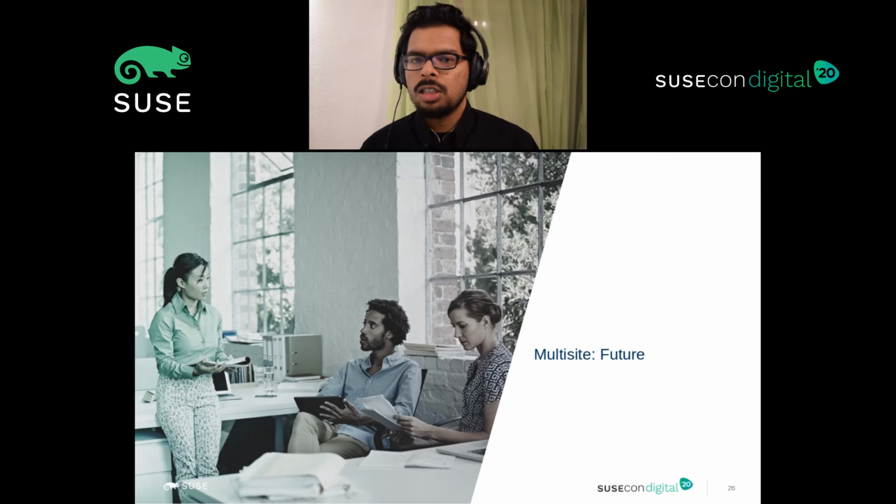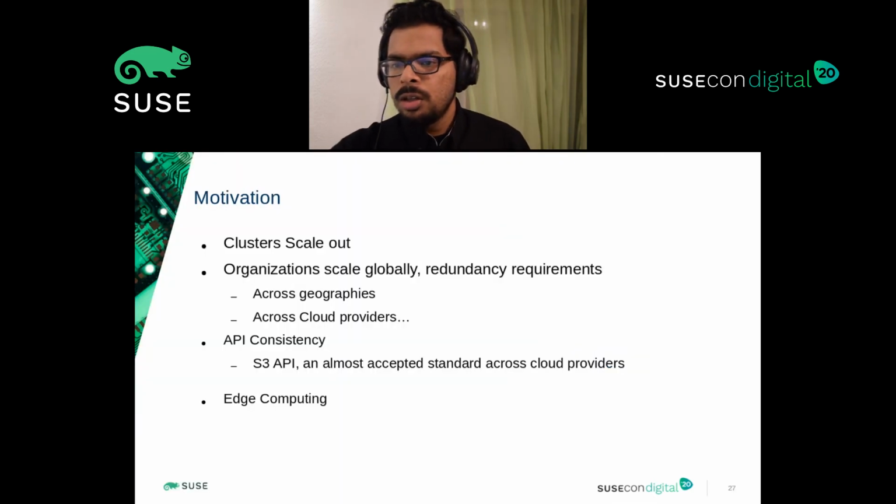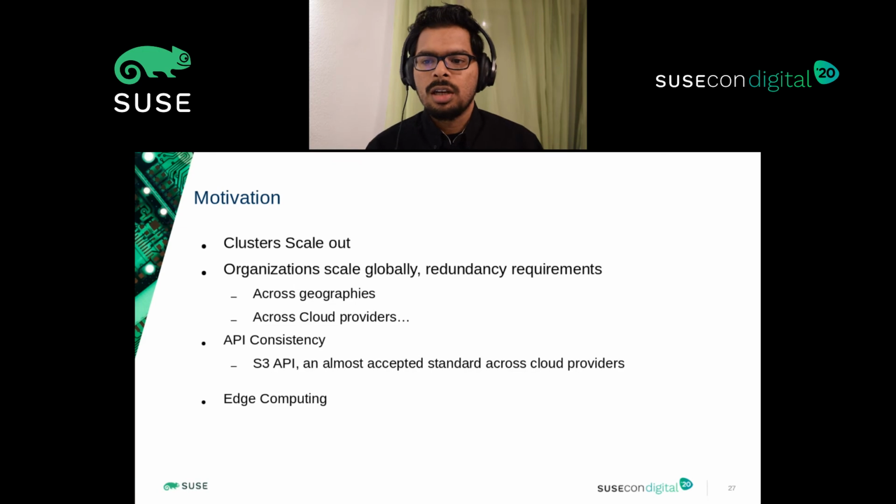Moving on to the next section, we are going to look into the future design and what we have in store for the future. So firstly, the motivation. The most common thing is that the clusters scale out. You would always have more data to be stored, and you would want to store it in different locations. So cluster scaling out is a natural thing in this data era.